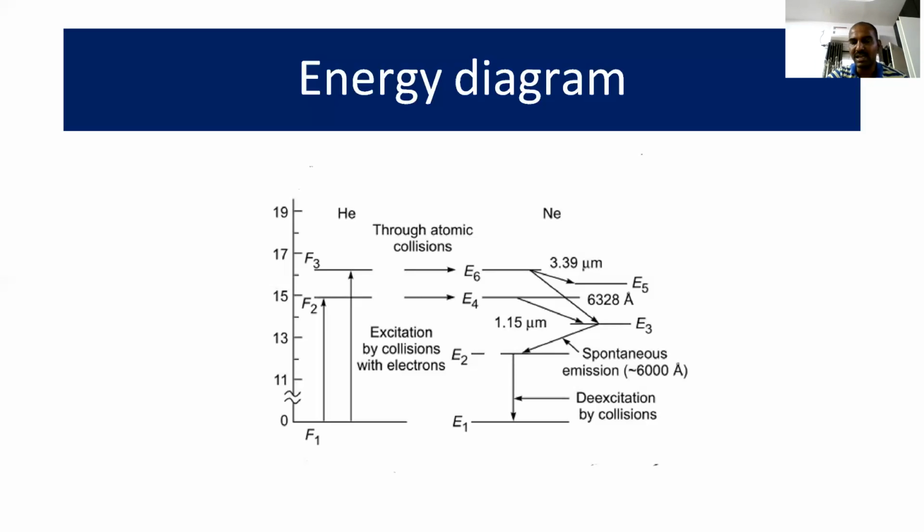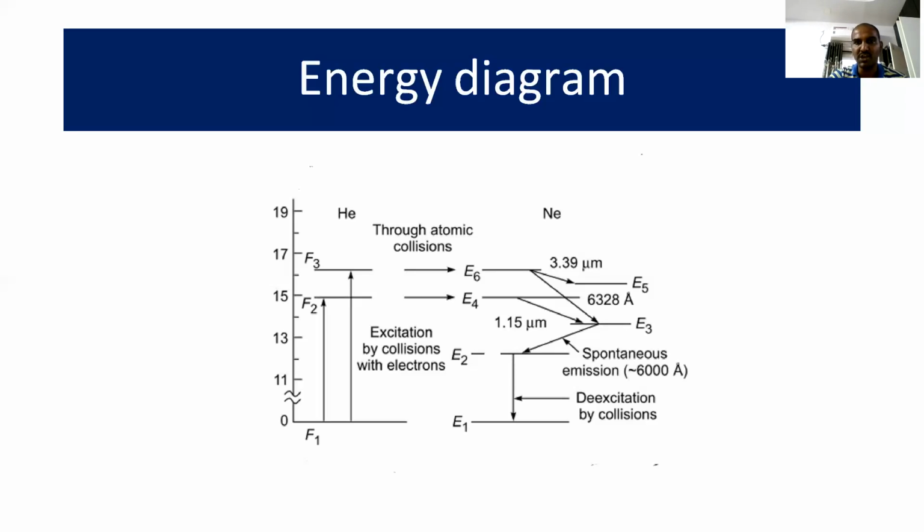So the neon atoms are present initially at the ground state, which is represented by E1. By means of pumping, the neon atoms are excited to the higher energy levels, E4 and E6. Observe that F2, F3 higher energy levels of helium and E4, E6 higher energy levels of neon have almost the same energy. That's why some of the helium atoms transfer their energy to the neon atoms to start the stimulated emission of neon atoms. Once the stimulated emission starts, many transitions take place.